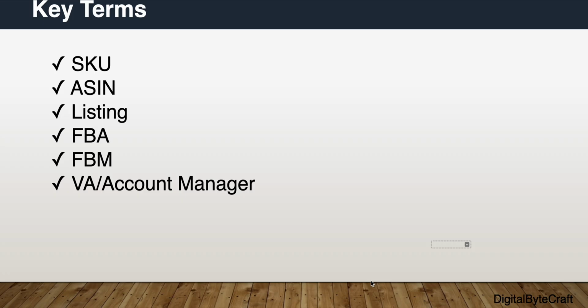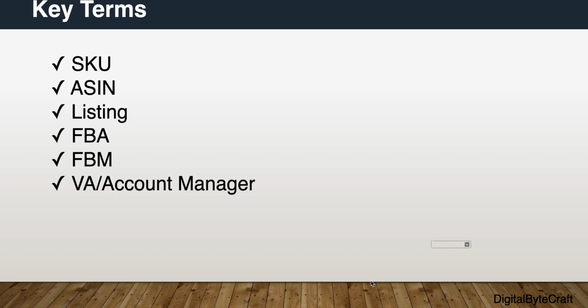One, you get your product fulfilled by Amazon. The other, you get your product fulfilled by the merchant, that is yourself. We'll go over FBA and FBM in detail. Now moving over to what a VA, or virtual assistant, is, which you can become after going through this course.